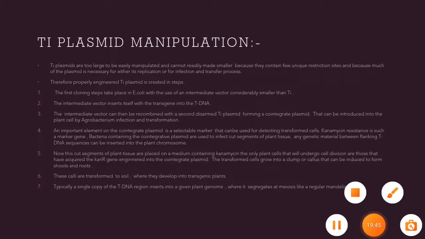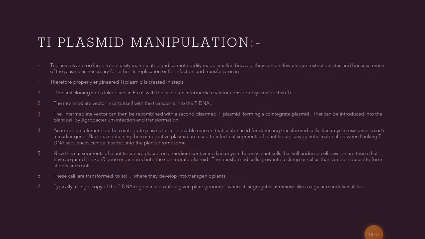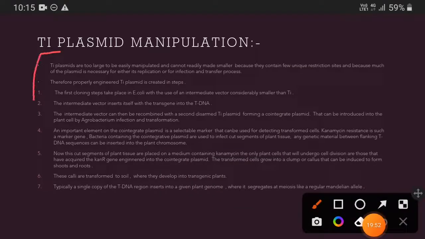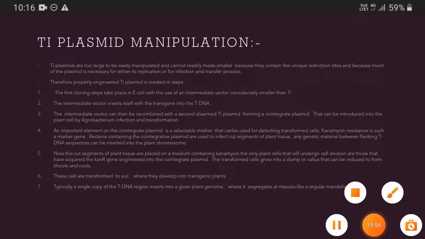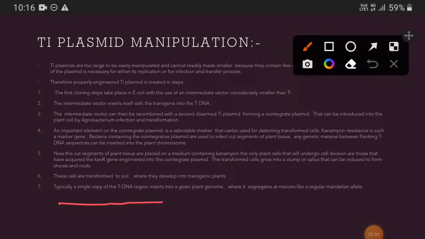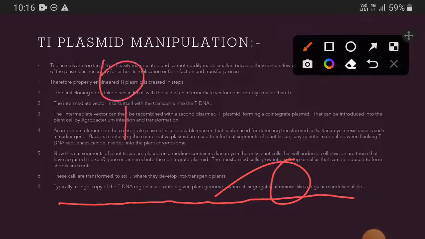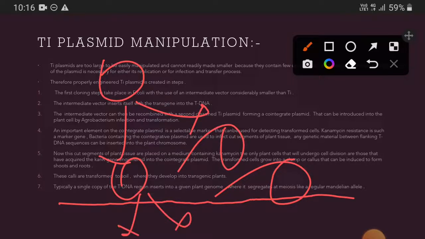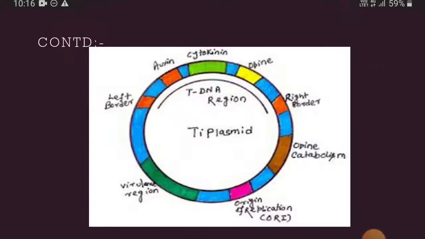So here I have discussed the Ti plasmid manipulation procedure with the help of the diagram. And here the last line is important: typically a single copy of the T-DNA region inserts into a plant genome, where it segregates in a normal Mendelian fashion at meiosis. That means 1 will be segregated into 2, 2 into 4, in that way. So that's it for today.